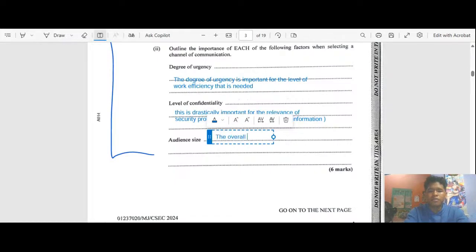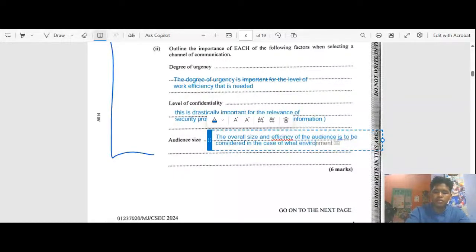So the overall size of the audience and the environment are to be considered. Whenever we're thinking about the audience size, there are mainly two things that we need to look at. First of all, we need to look at the environment. Where are we exactly? And secondly, we need to look at the audience.